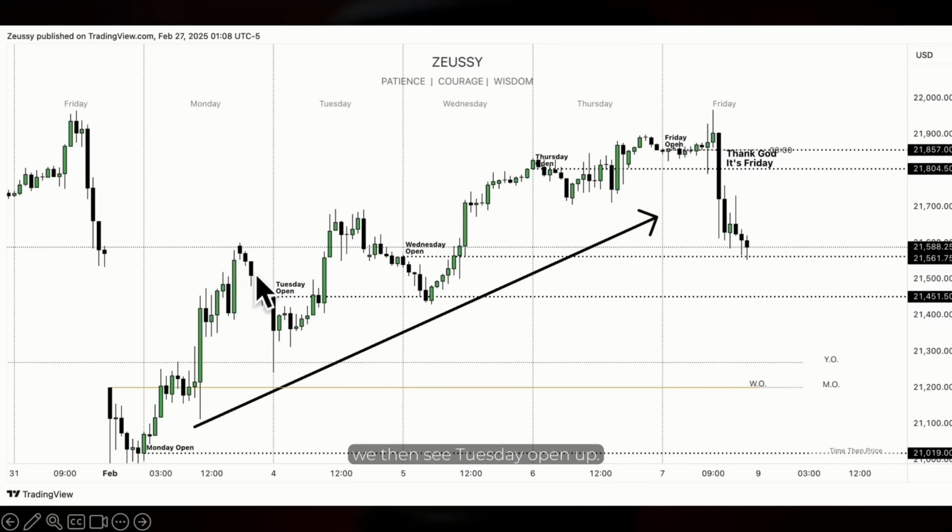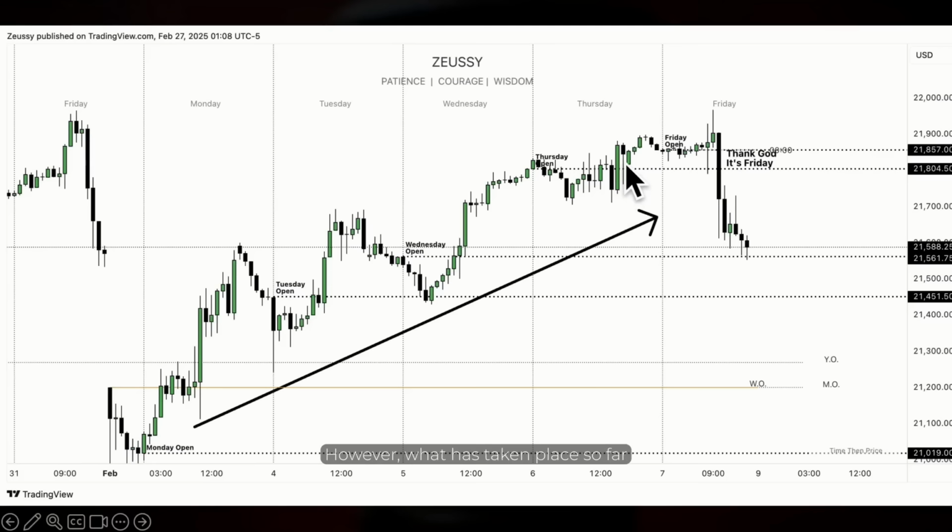This high forms, and we then see Tuesday open up. Tuesday opens low, and we see the market expand towards the upside. Notice that we see the market consolidate and relatively equal highs get created. A retracement takes place and Wednesday opens up. Wednesday opens low, back into Tuesday's open, and we see the market begin to expand towards the upside. Eventually Thursday opens, and Thursday again opens low, but there isn't really an expansion which takes place afterwards. It's just a consolidation. It's a very slow grind towards the upside, which you can see.